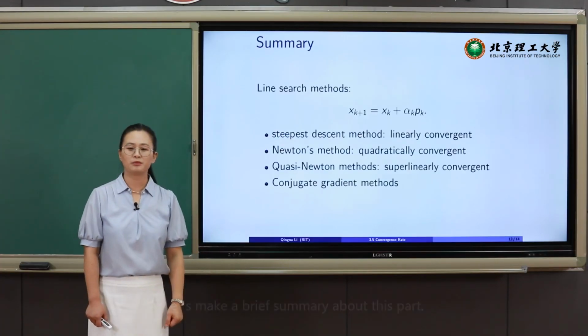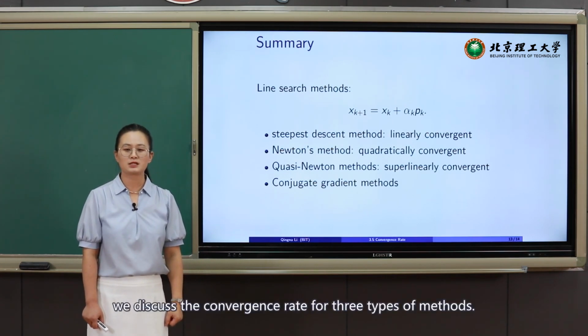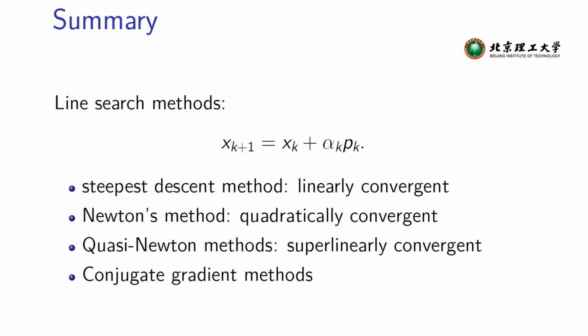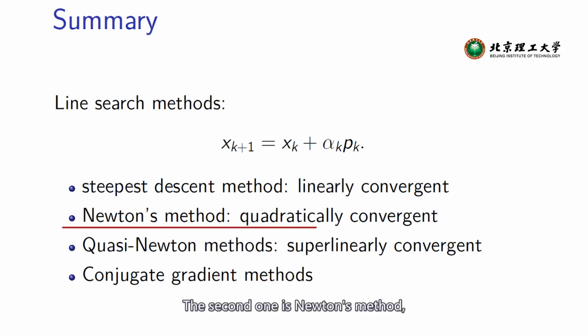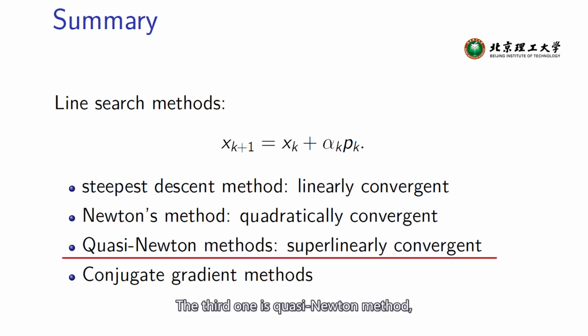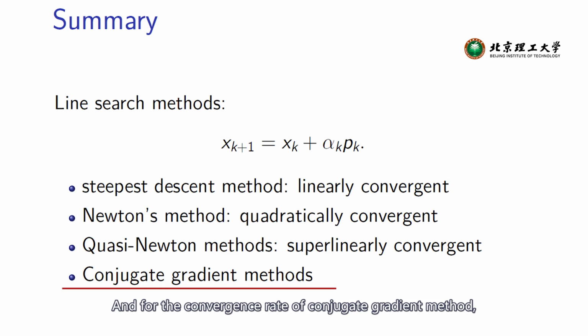Right, let's make a brief summary about this part. In this part, we discuss the convergence rate for three types of methods. First is the steepest descent method. The second one is Newton's method, which has a quadratic convergence rate. The third one is quasi-Newton methods, which have a superlinear convergence rate. And for the convergence rate of conjugate gradient methods, we will discuss this in chapter 5.